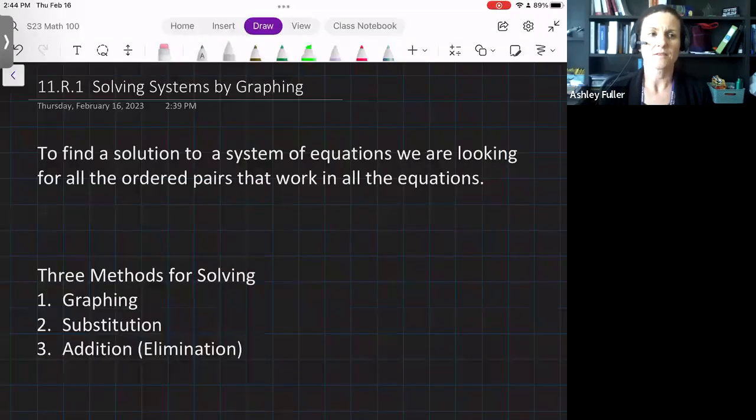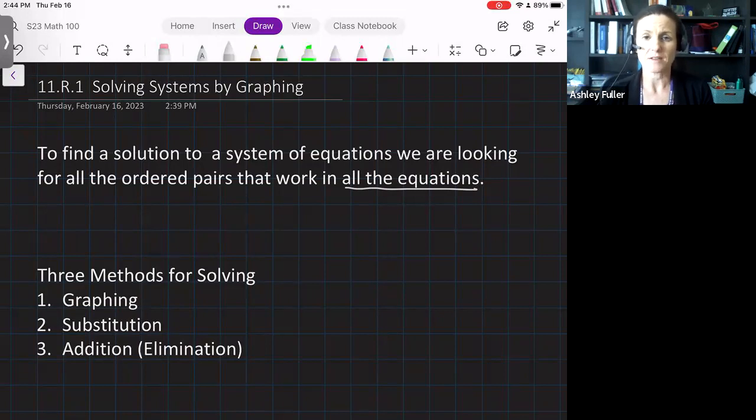A system is a set of two or more equations with variables that are the same. To find the solution of a system, we want to find all the ordered pairs that work in all of the equations. We're going to be focused on systems that only have two equations, but you can have many more equations in a system.